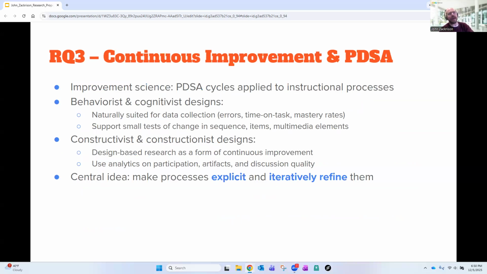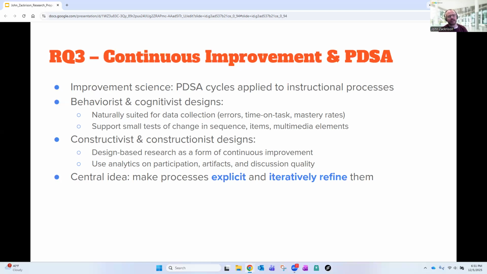Research question 3 asks how a continuous improvement lens can inform these theory-based processes. So improvement science really frames practice as a series of processes that can be systematically studied and refined using our PDSA cycle that we talked about. And this aligns with the lean concepts of standard work and waste reduction and other kinds of things that you'll see in lean.